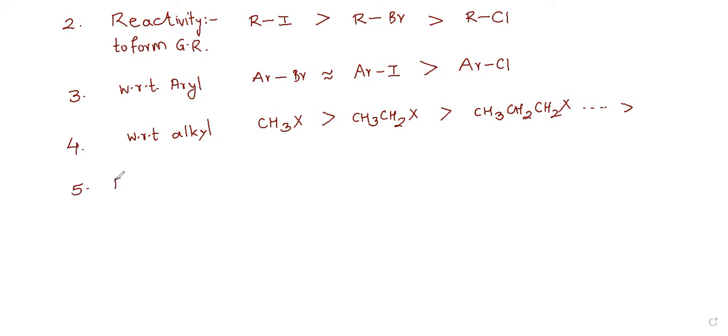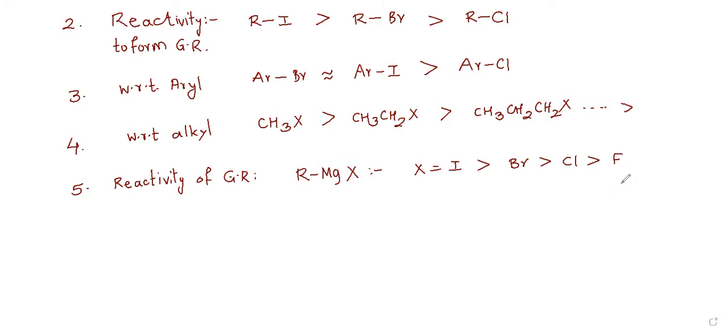Now if you see the reactivity of Grignard reagents themselves for reaction, then it is found that in RMgX, if X is iodine, it is more reactive than bromide, chloride, and fluoride. Usually, fluorides do not form Grignard reagent easily. We will not consider them. This is with respect to halogen. With respect to R, it is CH3 more than C2H5 more than C3H7 and so on.